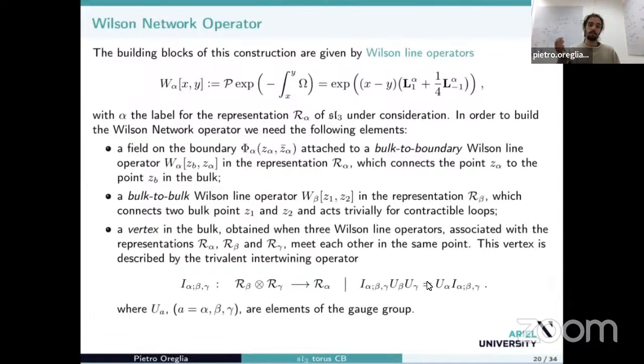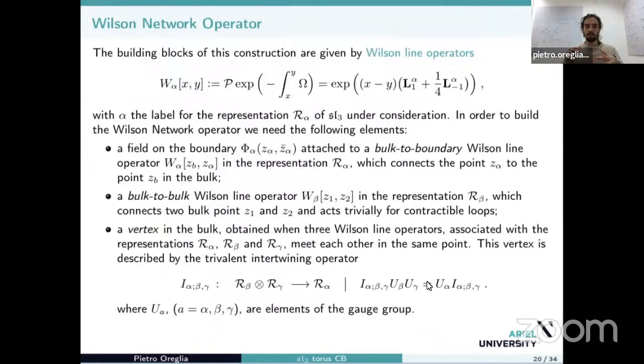Then, in order to build what we are going to call the Wilson network operator, we need the following elements. First of all, a field on the boundary, let's say phi alpha. This is attached to a bulk to boundary Wilson line, so a Wilson line in the same representation as the field, which depends on the point alpha that we associate to the field at the boundary, and a point in the bulk, z_b here. Then we can have general bulk to bulk Wilson line operators, which depend, of course, on a representation, but on two points which are both in the bulk.